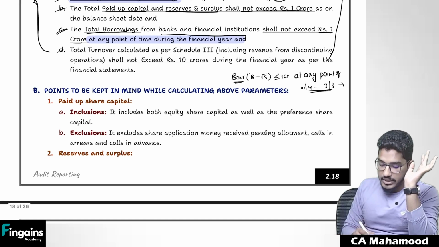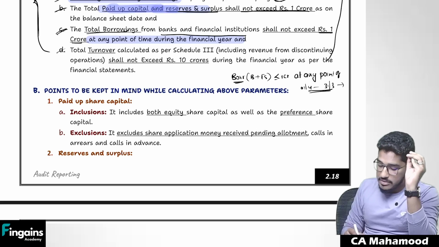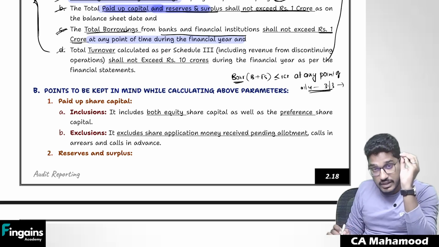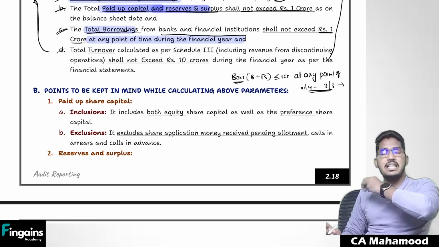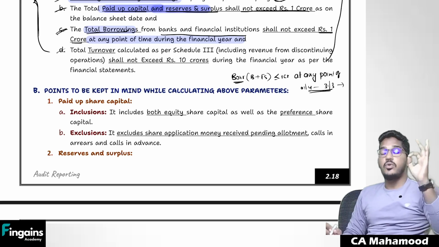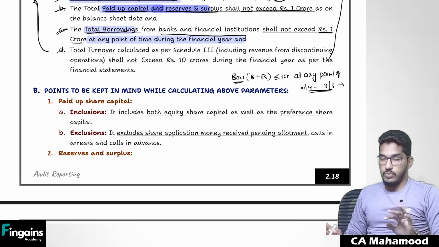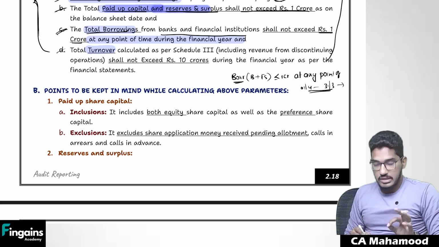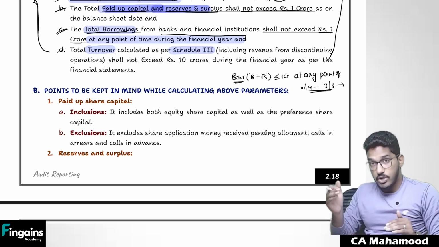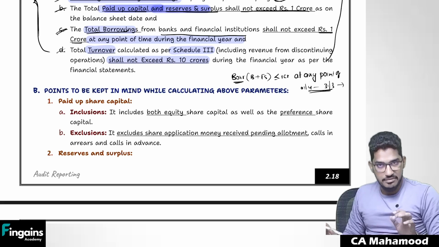So if you pay close attention to the previous point, for paid up capital and reserves and surpluses, they are not concerned with what is happening during the year. For paid up capital and reserves and surpluses, they are asking you to check this figure only as on the balance sheet date. But when it comes to borrowings, they are asking you to check at any point of time during the financial year, the borrowings from banks and financial institutions should not have exceeded 1 crore rupees. Clear? And then finally, the last one, total turnover calculated as per Schedule 3, including revenue from discontinuing operations, shall not exceed 10 crores during the entire financial year.